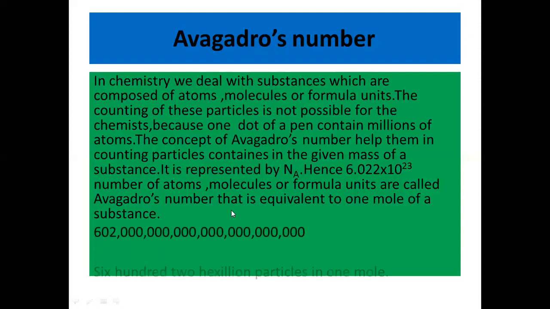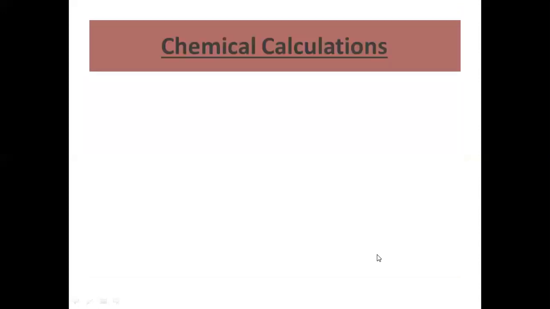So 602 hexillion particles are present in 1 mole. This Avogadro number, if we write it in words, we can say 602 hexillion particles are present in 1 mole of a substance, which is very hard to measure.